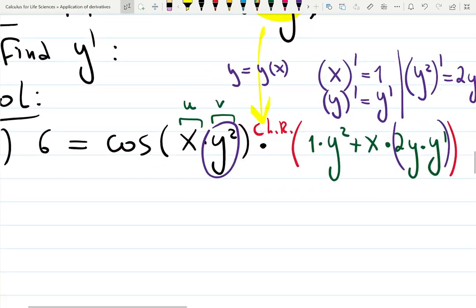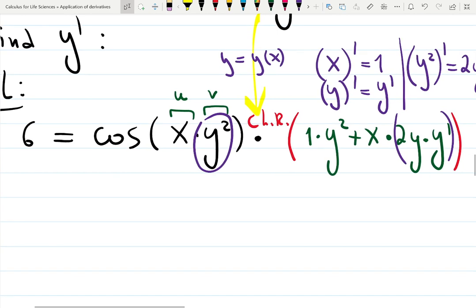If it was y to the power of 5, it would be 5y to the power of 4 times y prime. Yeah. So you start the way you know how to start, then times y prime. Cosine of y will give you minus sine y times y prime. And so on.